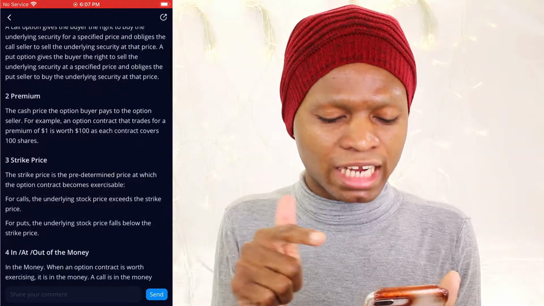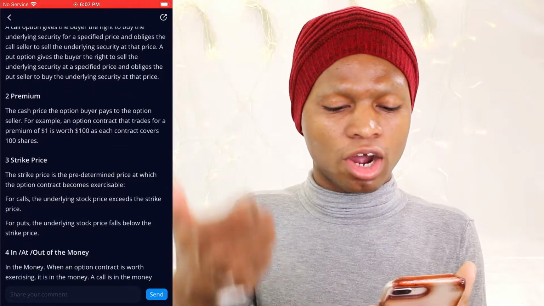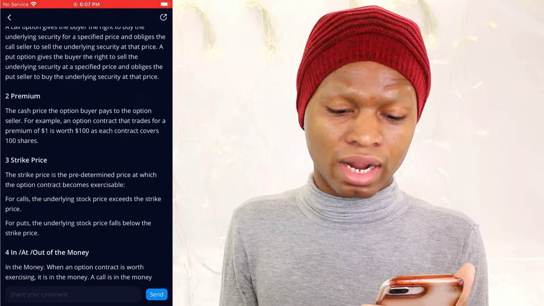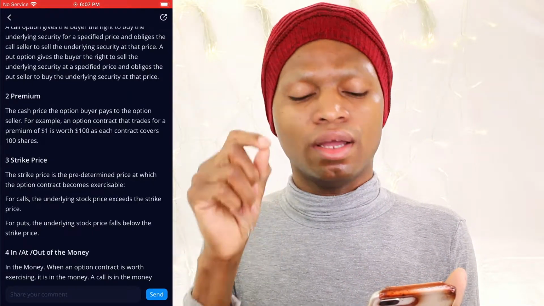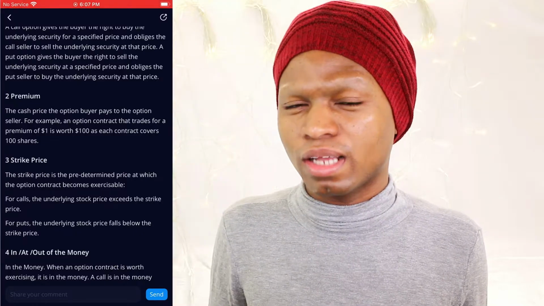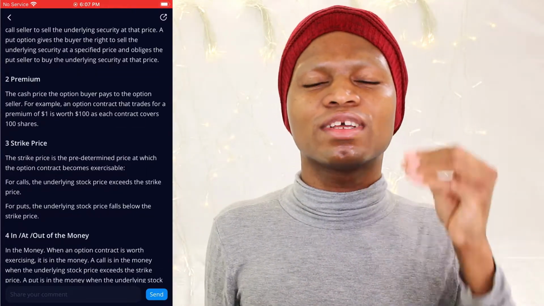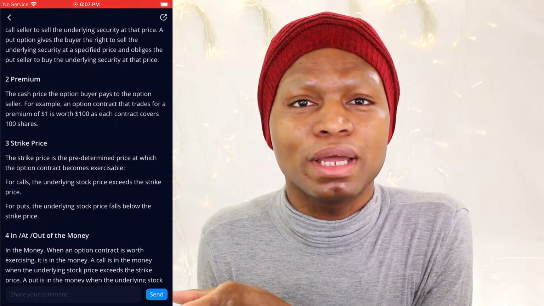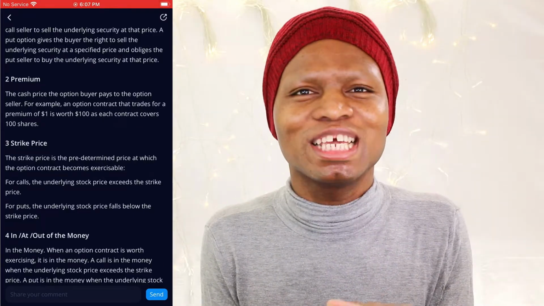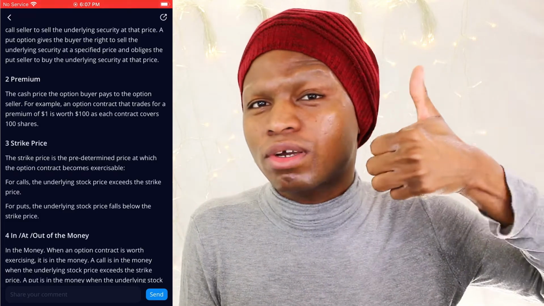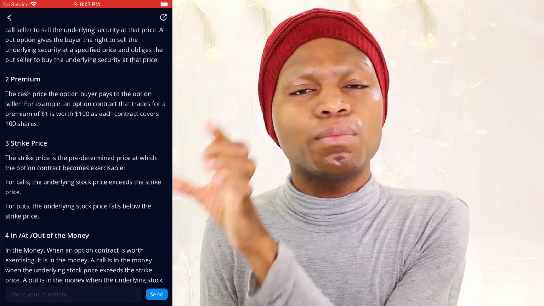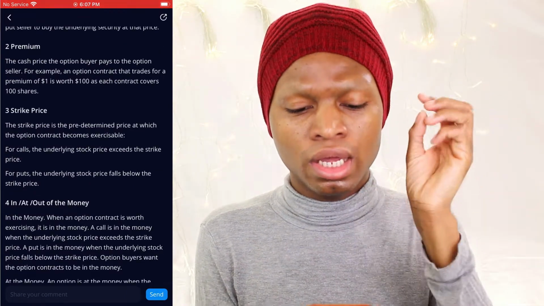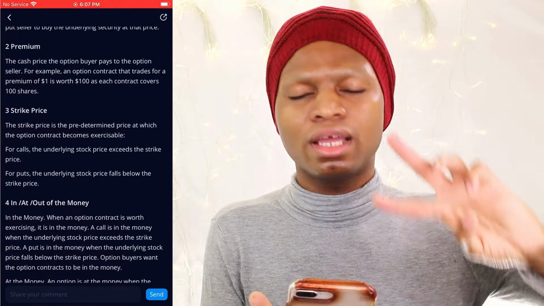I am saying that the cash price the option buyer pays the option seller. For example, an option contract that trades for $1 as a premium is worth $100, as each contract covers 100 shares. Like I said, you have to have up to 100 shares. I love this because when you hear premium, some people are like, what the hell is that? Premium is also known as advance payment, okay? So if you are a new beginner, that's the easiest way to put it, just like I explained, picking up the call and putting down the phone. Calls and puts, okay? Those are the two fundamentals of option trading. The third point would be the strike price.